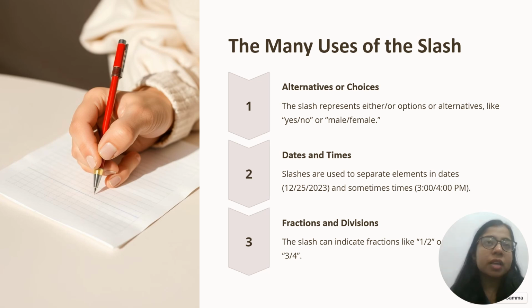Next is for fractions and divisions. 3/5, 5/7, 7/9. How do we write? We put a slash in between. Okay.